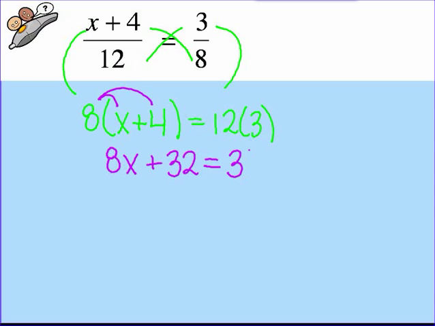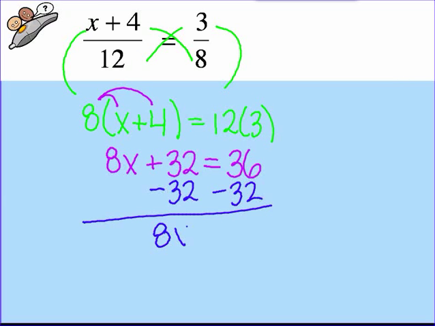Equals 36. I had already. Next step, I'm going to need to subtract 32. So when I subtract 32, I get 8x equals 4. Next step is to divide both sides by 8. And when I divide both sides by 8, I get x equals 1/2, which we know is equivalent to 0.5. So that's where the 0.5 comes in.